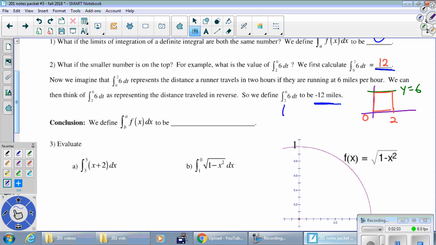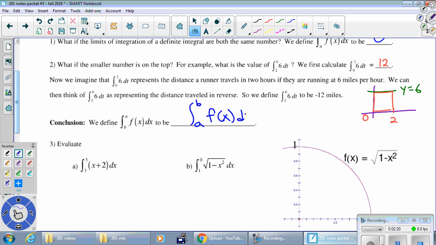And so the integral from 2 to 0 of 6 dt is actually just the opposite of the, quote, normal ordered integral. And so the conclusion here is that we define the integral from b to a of f of x dx to be, well, you just put them in the normal order. You just swap them if you are so inclined. But then you take the opposite sign.